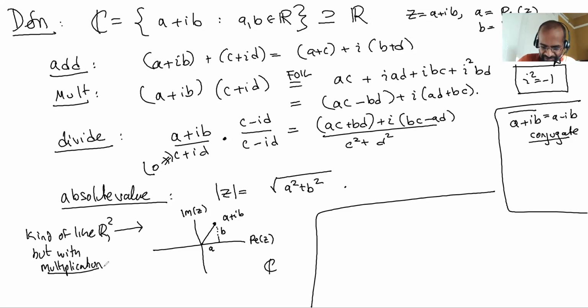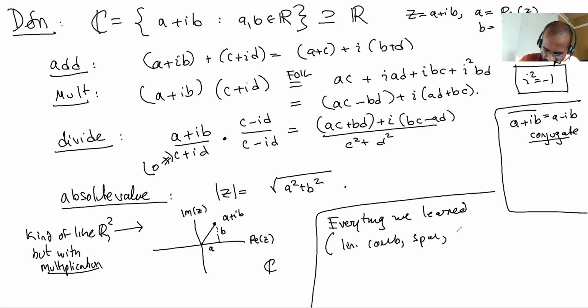Okay, so a vector space is not the same thing as a space of scalars, right? You can't multiply vectors. But in complex numbers, you can do everything you can do in real numbers. Okay, now the point is that everything we learned, for example, linear combinations, span, row reduction, all that stuff still works if you use complex scalars instead of real scalars.